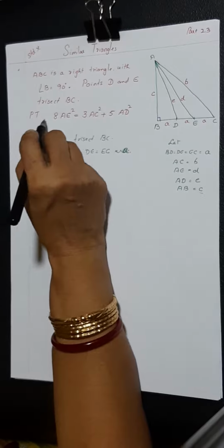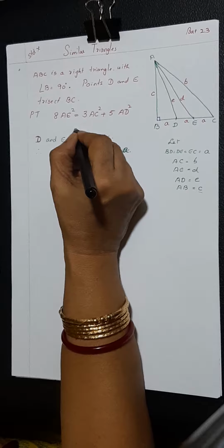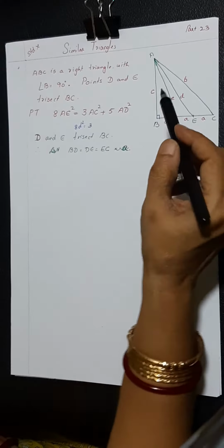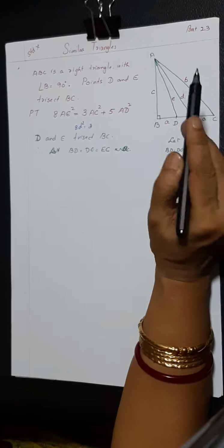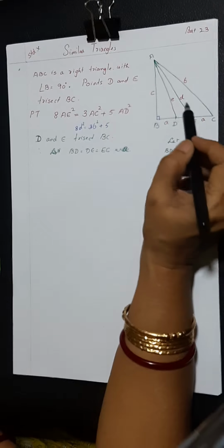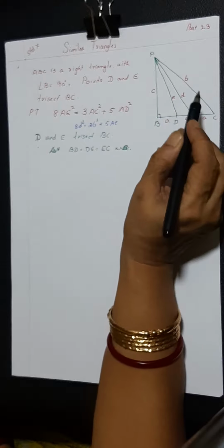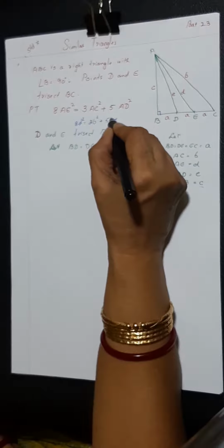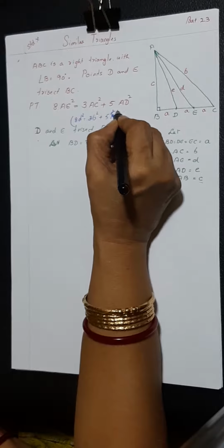So 8AE squared is equal to 3AC squared plus 5AD squared. Sorry, 8AE squared is equal to 3AC squared plus 5AD squared. So this is what we have to prove.